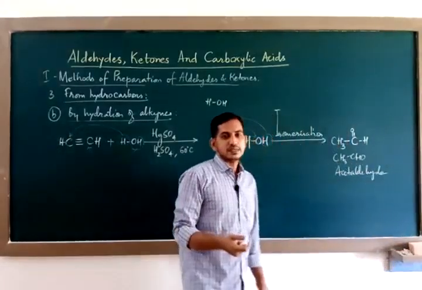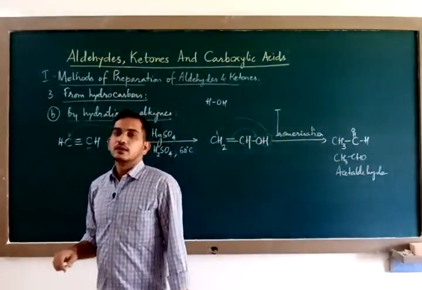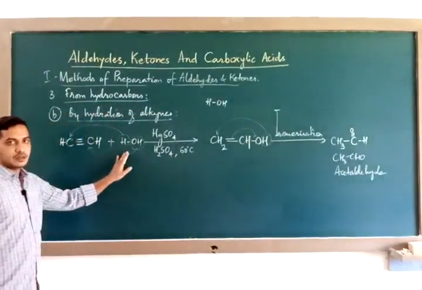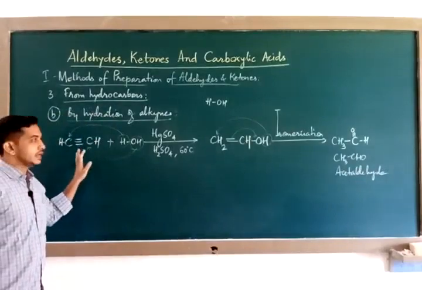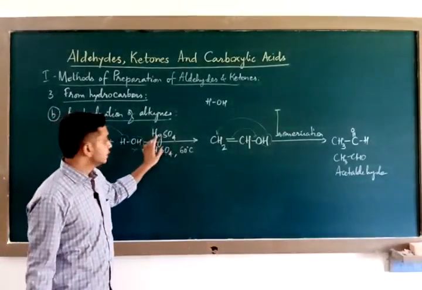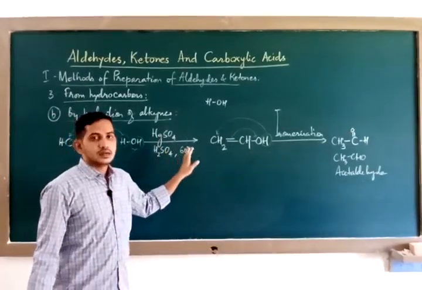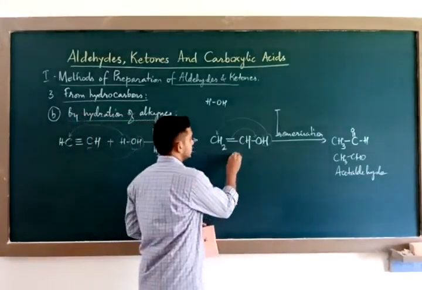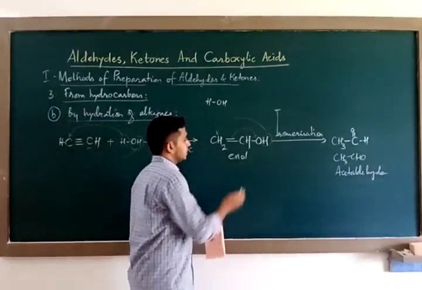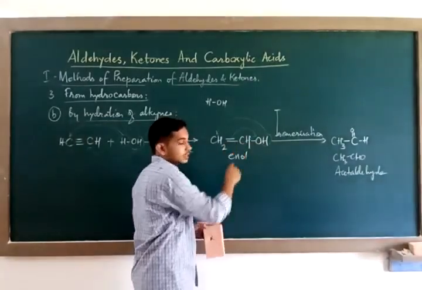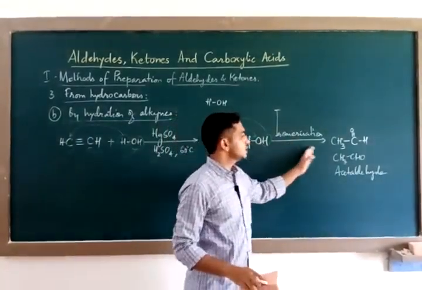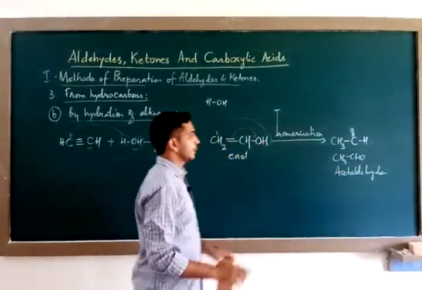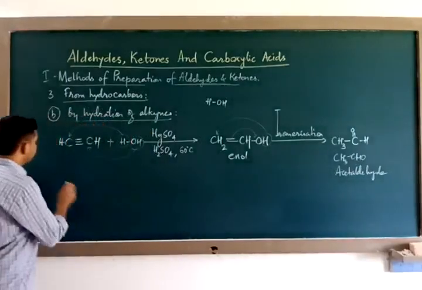So how do you represent this in statement form? When ethyne is hydrated, when water is added on ethyne in the presence of mercury sulfate and sulfuric acid at a temperature of 60 degrees Celsius, you will get enols. These enols undergo isomerization to give you aldehyde. Which aldehyde? Acetaldehyde. Let us see another example of propyne.